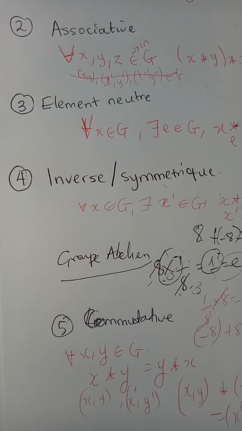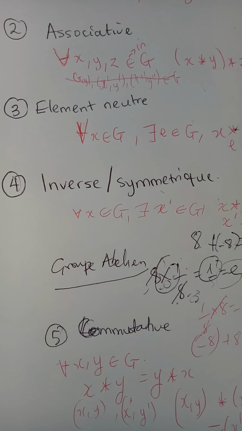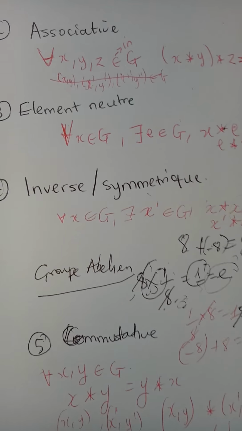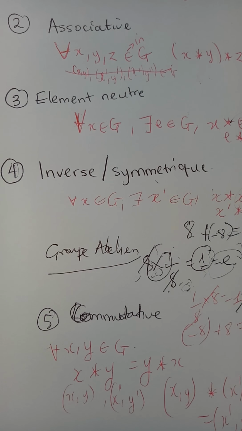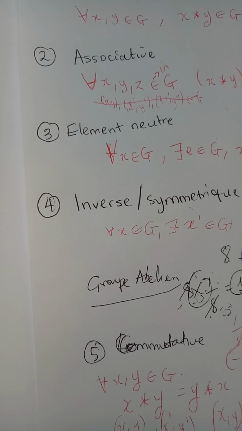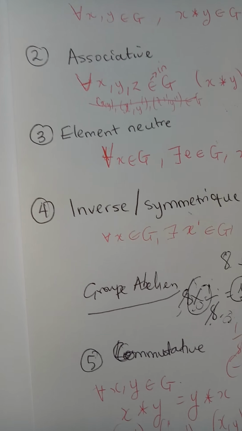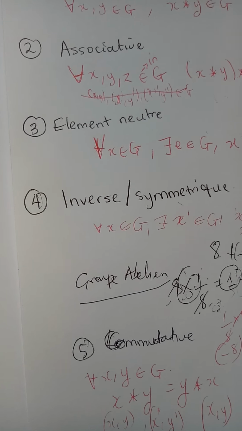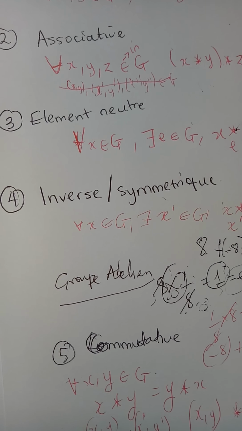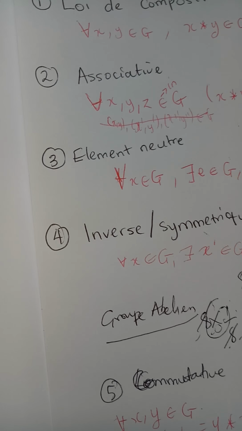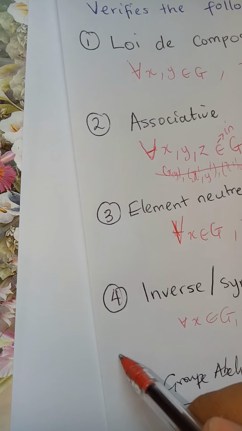If you prove these four and then you prove commutative, and the law that you're given is not commutative, you simply say that it is not a group abelian. It's a group, but it's not a group abelian. So you can say it's a non-commutative group. And then one final thing, just write it here for you to know.